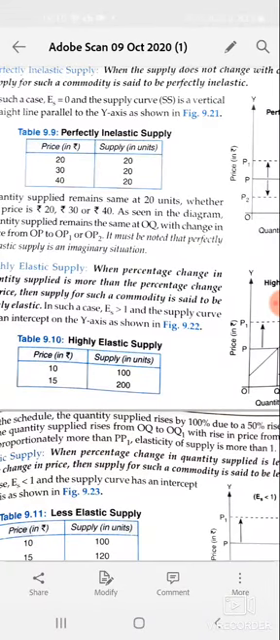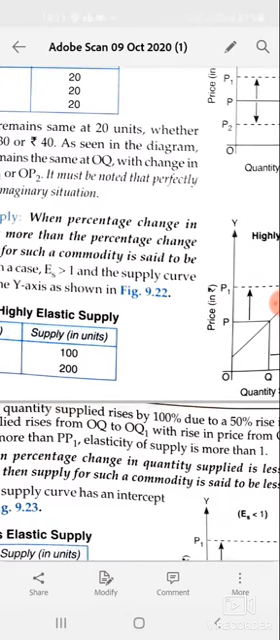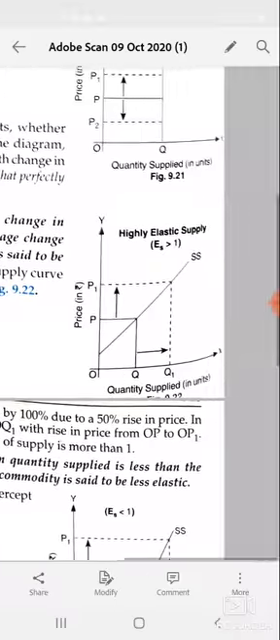Now let us understand with the help of an example. Price was 10 and increased to 15. Now the price increased by 50%, but supply earlier was 100 and now it is increased to 200, means there was a 100% change in the supply. Price change was 50%, but the supply change is 100%. Now the value of ES comes to 2, because we apply the formula: elasticity of supply is equal to percentage change in supply upon percentage change in price.